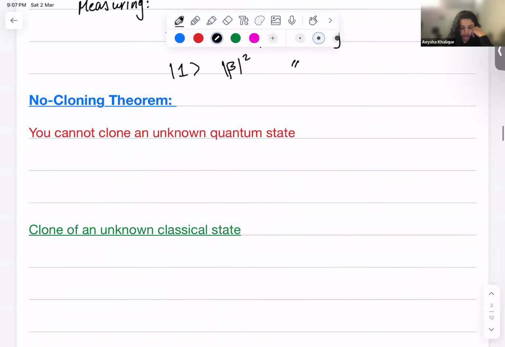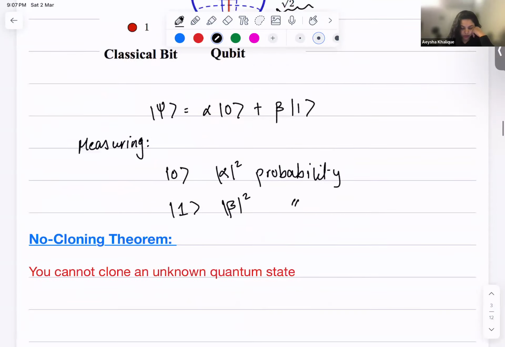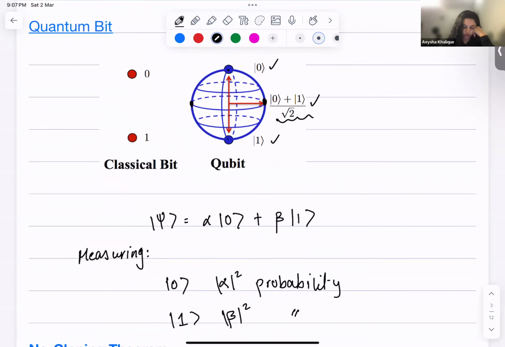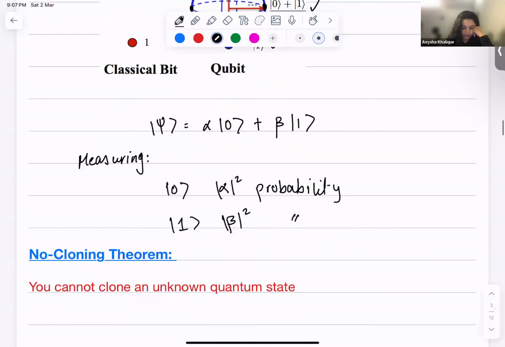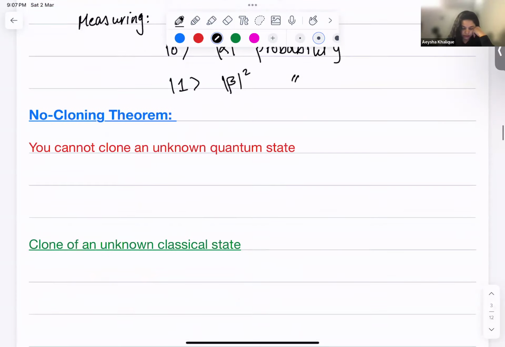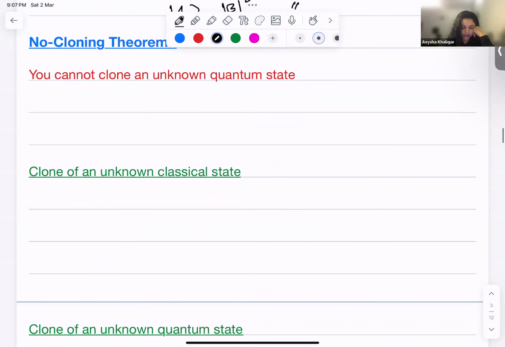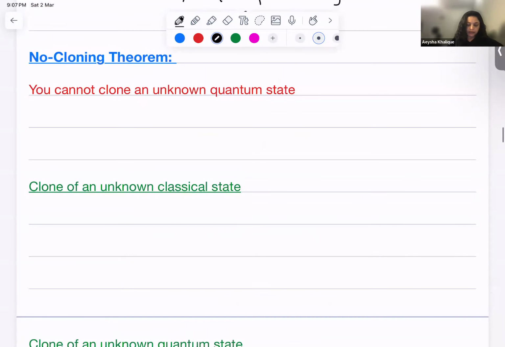Okay, so the no cloning theorem, as I said, we'll talk about some quantum characteristics which are useful in QKD. The first thing is this no cloning theorem, which says that you cannot clone an unknown quantum state. And what is meant by clone? Clone means that you have to make a copy of a quantum state, keeping the original. This is necessary, that you have to keep the original.